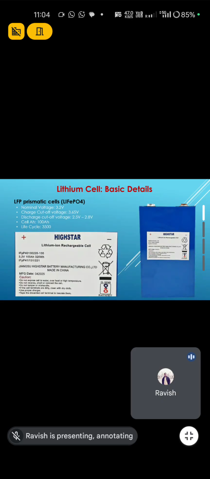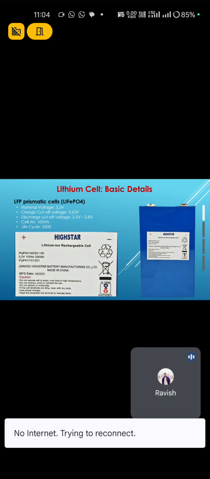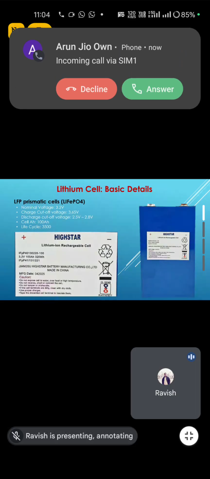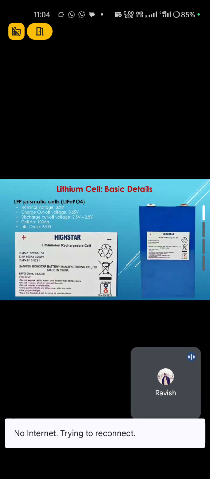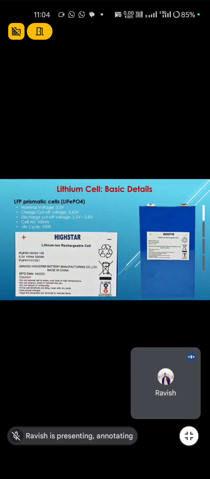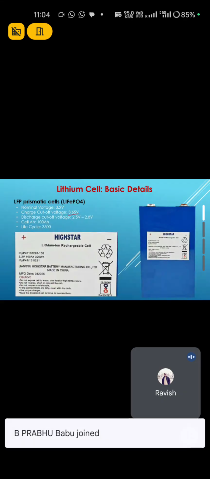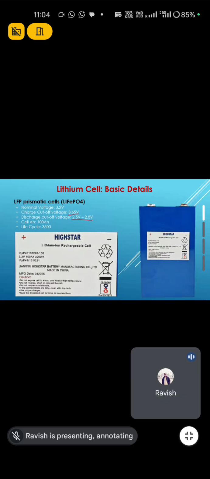Now, to make a battery we are using the LFP prismatic cell. The manufacturer is the Highstar company. The nominal cell voltage is 3.2 volt, the charging cutoff voltage is 3.6 volt, and the discharging cutoff voltage is lower, 2.5 to 2.8 volt. But we are considering only 2.8 volt. Don't consider the 2.5 volt.